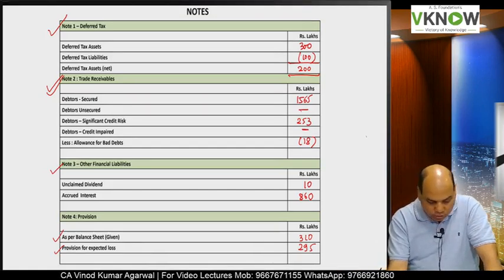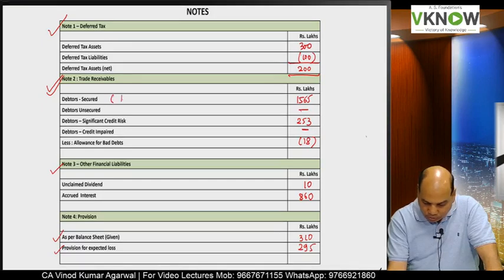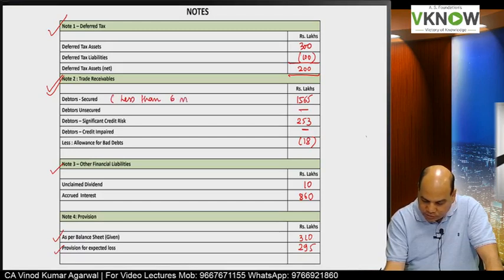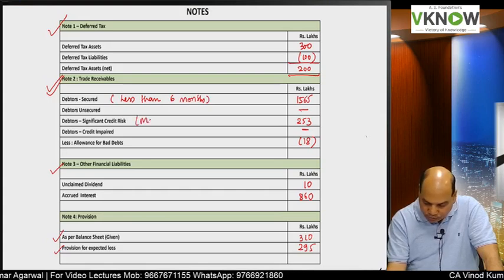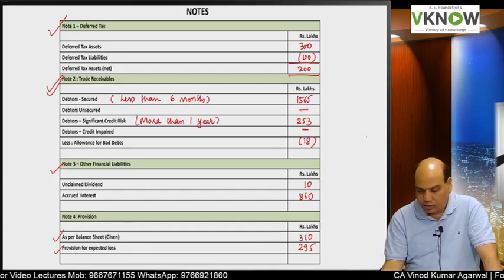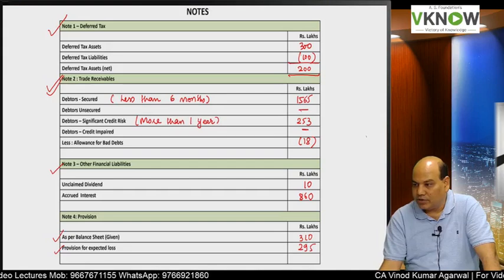This debtor secured, you write less than 6 months, because the aging analysis also you have to give. And this debtor significant credit risk is more than 1 year, that you can write. Aging you can write wherever aging is available.